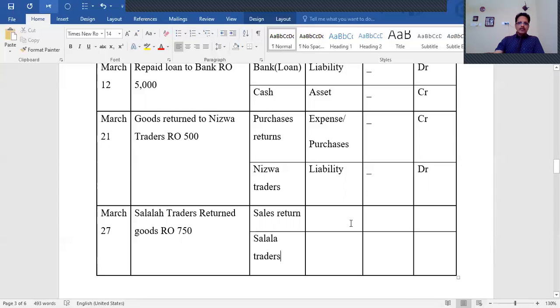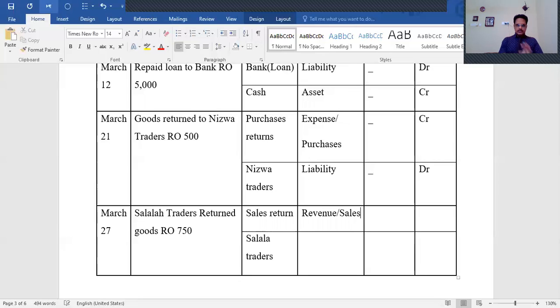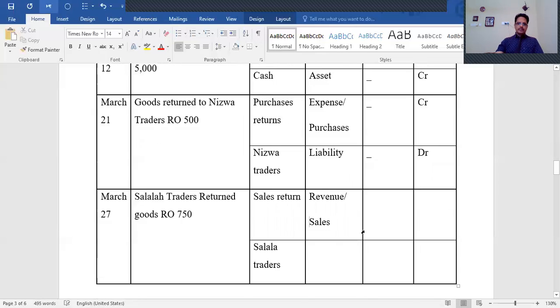Salala traders. Now you know already sales return. Sales return is a part of revenue because sales is a revenue. Sales return is also a revenue or income. You can write revenue, or it is a part of sales. Why is it considered as revenue? Because it is a part of sales.